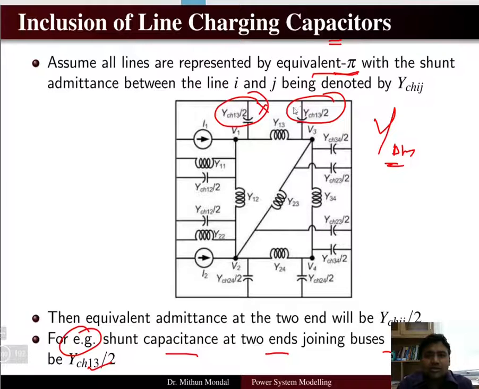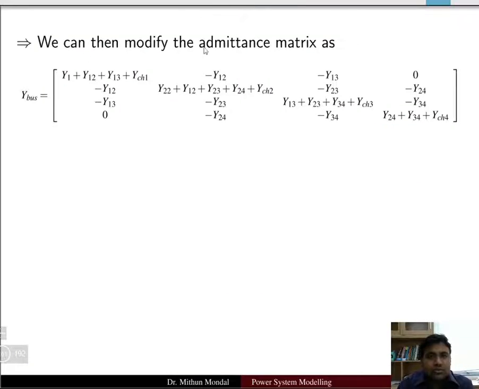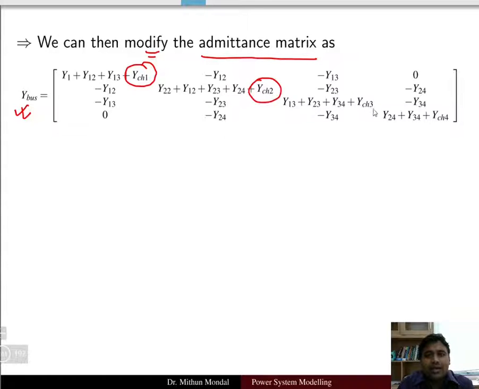If the capacitance is not there, we can easily obtain the Y bus individually: for bus 1, the sum of Y13 and Y11; for bus 3, the sum of Y13, Y23 and Y34. However, since capacitors are there, the admittance matrix will be modified. In the new Y bus matrix, a term will appear in the diagonal elements alone, and the off diagonal elements will be the same as when there are no capacitors.